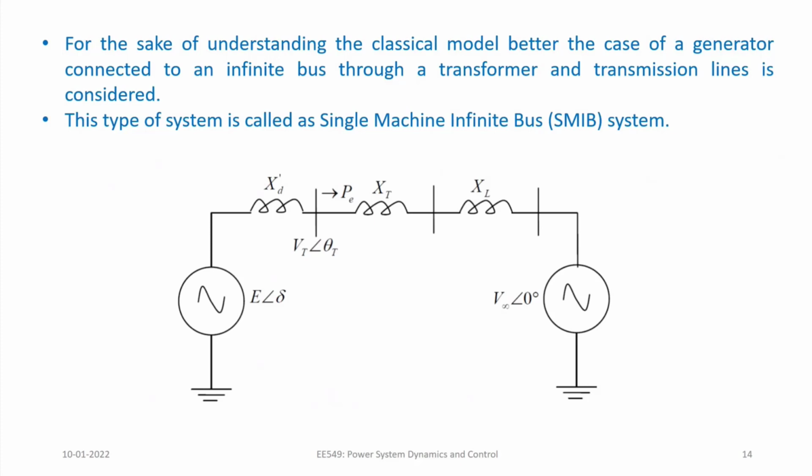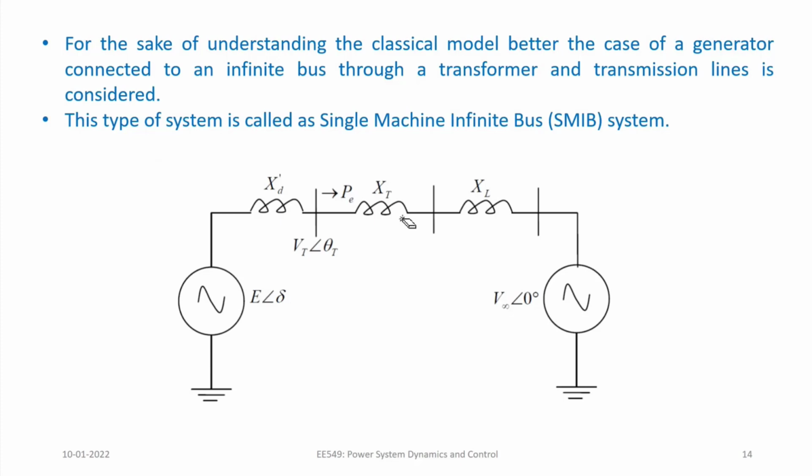So this is your model of the single machine infinite bus system. In the machine, whatever assumptions we have taken are already shown. Also in the transmission line, we are neglecting the resistance, right? In the transformer also we are neglecting resistance. In the synchronous machine model also we are neglecting the resistance part. We are only considering the reactances of the generator, transformer, and transmission line.